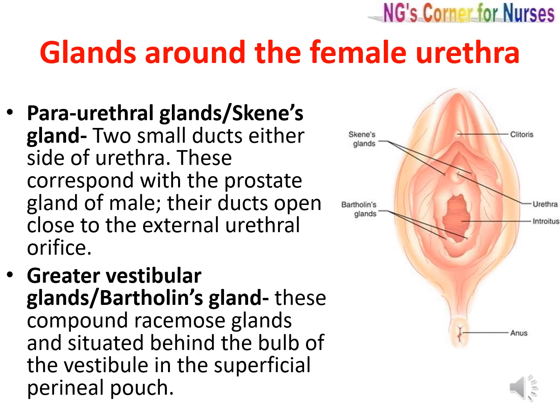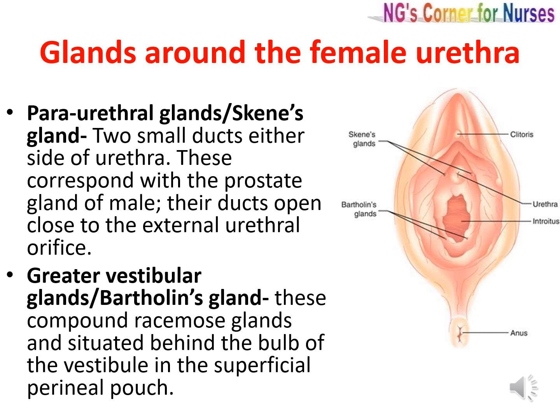Next, coming to the glands around the female urethra. First are the paraurethral glands or Skene's glands. These are two small ducts on either side of the urethra. They correspond with the prostate gland of the male, and their ducts open close to the external urethral orifice.